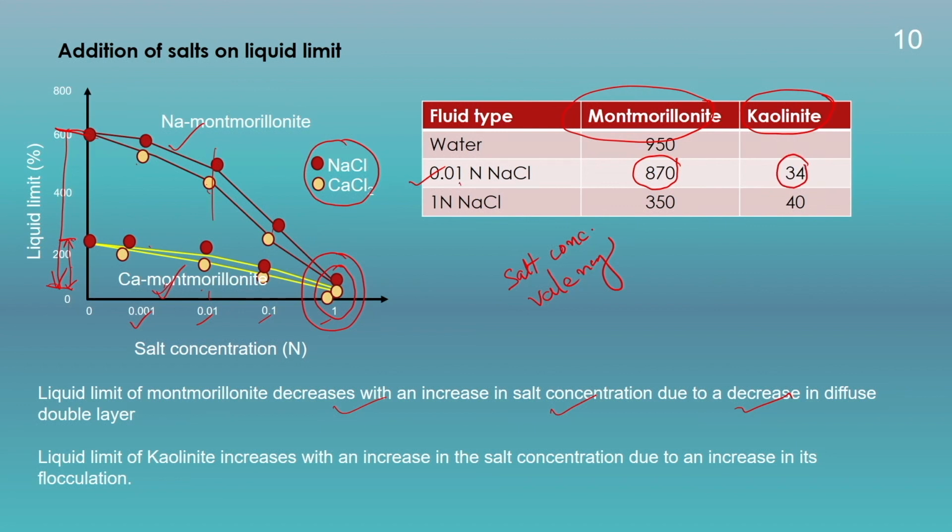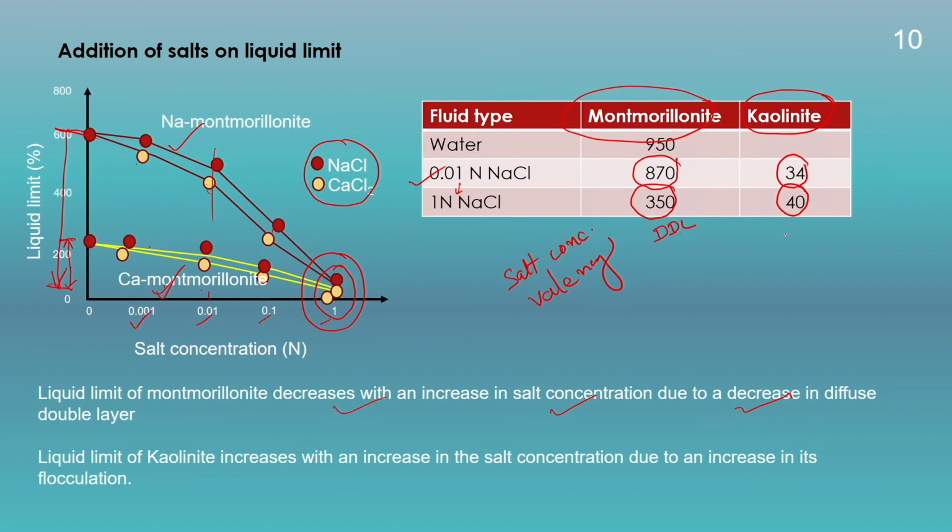Now, if we increase the concentration from 0.01 N to 1 N, the liquid limit of sodium montmorillonite will decrease to 350 percent, whereas for kaolinite it will increase to 40 percent. Now, these two trends are quite reverse. This is because of the factors controlling the liquid limit behavior. Since it is controlled by the diffuse double layer, and as the diffuse double layer decreases with increase in the salt concentration, the liquid limit of montmorillonite will decrease.